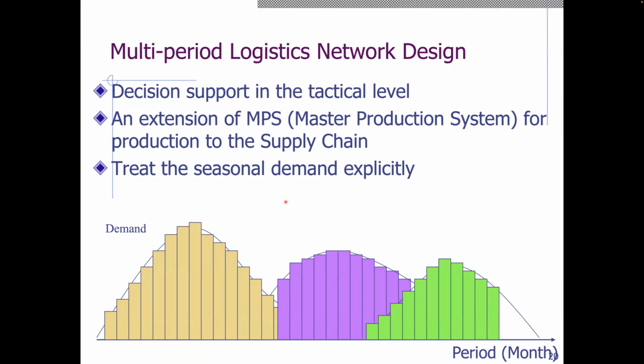It also allows for time-varying purchase, production, transportation, and inventory costs. The problem is to find the right balance between the cost of holding seasonal inventory and the other costs. This model is in the tactical decision level and can be seen as an extension of the Master Production System, MPS, usually used in a plant for determining the production level.